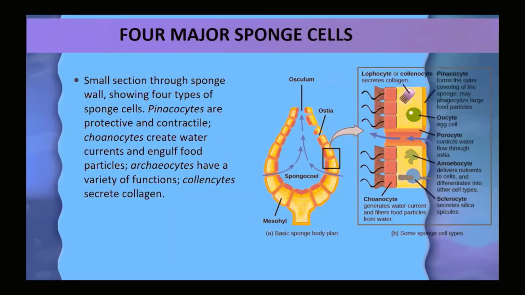Now, there are four major sponge cell types, which are pinacocytes, porocytes, amoebocytes, and choanocytes. The small section through a sponge wall shows four types of sponge cells in the picture. Pinacocytes are protective and contractile. Choanocytes create water currents and engulf food particles. Archaeocytes have a variety of functions. Collencytes are cells which secrete collagen.